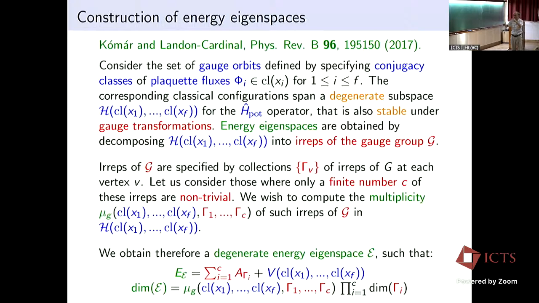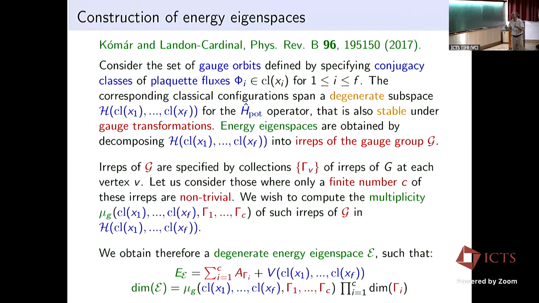And as I said before, there could be many different orbits, so we obtain a degenerate energy eigenspace. The energy is easy, there's no work to diagonalize it. You have the potential energy that depends on the conjugacy classes, and the sum of the energy attached to the various charges. That's why I'm saying it's a sort of free anion gas.